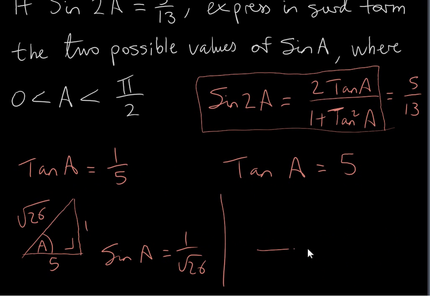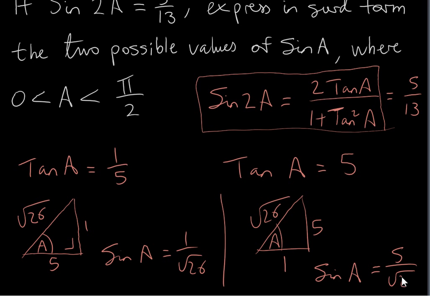Over here then, we have tan A equals 5. So if I make the side opposite A 5 and the side adjacent to A 1, tan of A equals 5 over 1, which is 5. Now the hypotenuse here is also root 26, root 5 squared plus 1 squared. So you can see here that sine of A is opposite over hypotenuse, 5 over root 26. Actually, the second way of doing it is a lot easier.